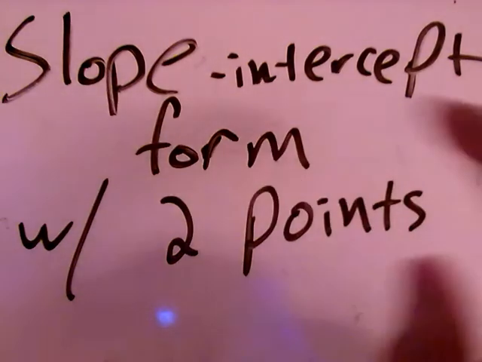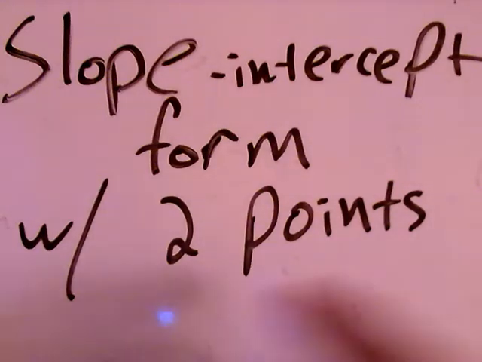Alright, in this video we're going to talk about finding the equation in slope-intercept form when we're only given 2 points. So you've been given 2 points, you need to find the slope and the y-intercept and plug it in to our equation.